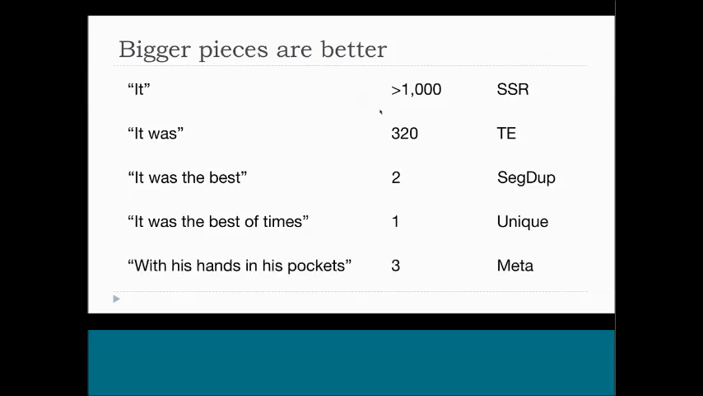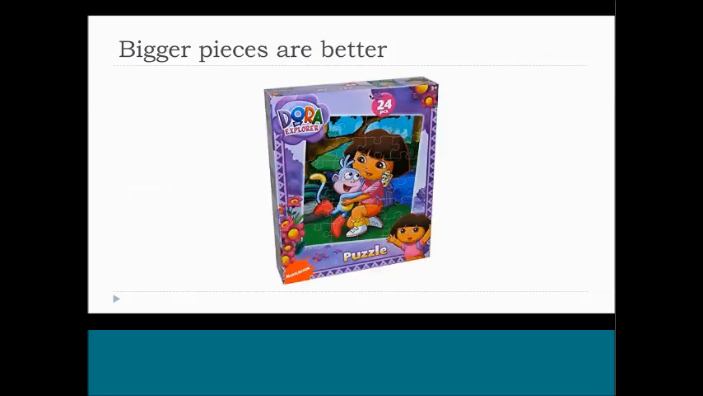And in this case, "with his hands in his pockets" is a six-word phrase that occurs 3 times in the same Dickens Tale of Two Cities. And so sometimes I refer to this phrase as a metagenomic repeat because, in fact, "with his hands in his pockets" occurs in every book that Charles Dickens ever wrote, and only a bioinformatician who likes to play with gamers would know that. But it's something I figured out years ago when we were looking at these analogies.